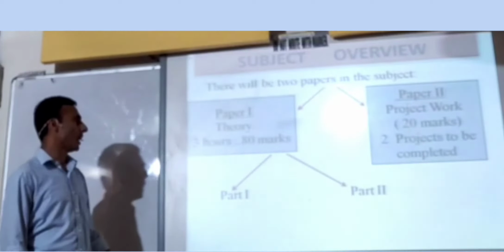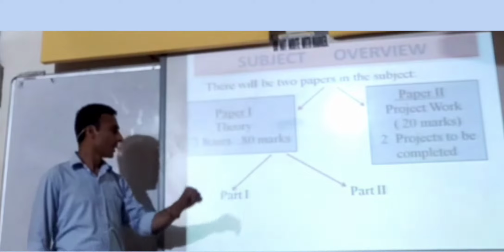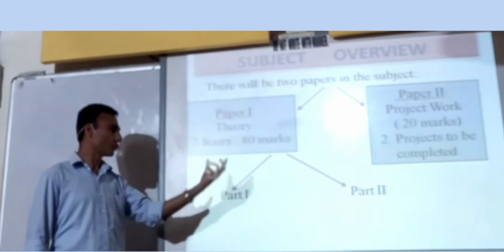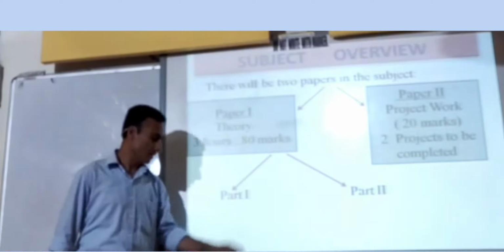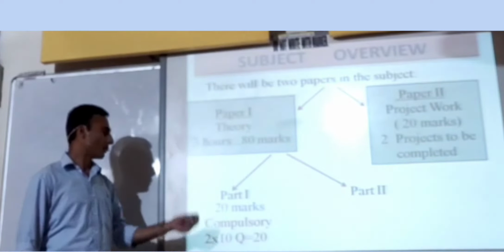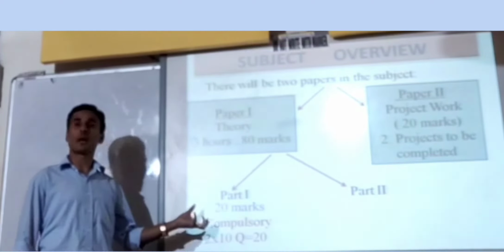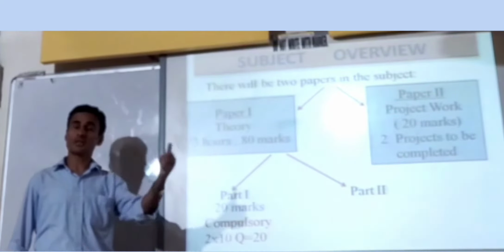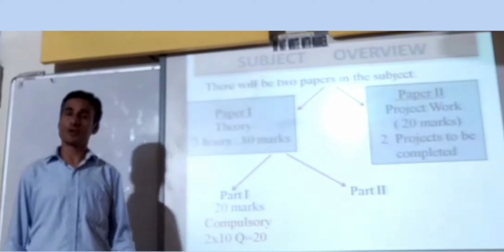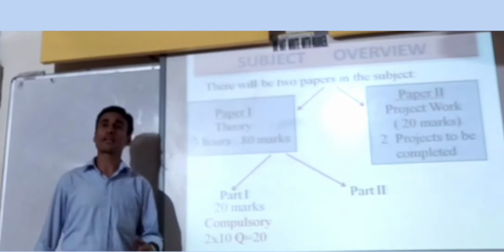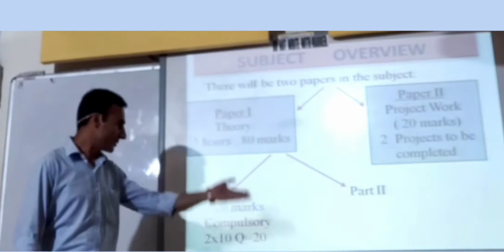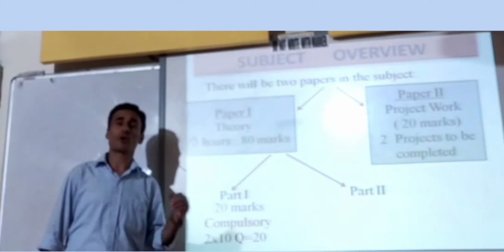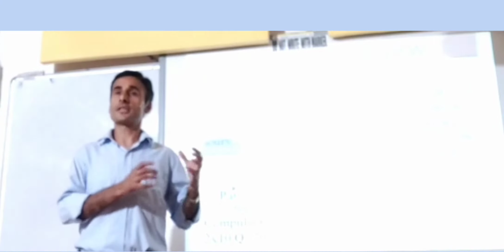Then come to paper 1, that is the written exam. Your paper is divided into 2 parts, part 1 and part 2. Part 1 carries 20 marks and this is compulsory. You have to answer 10 questions. There will be 10 questions given and you have to answer all 10 questions. Each question will carry 2 marks, right? Now this is a short answer question. These questions will be given to you from the chapters that are allotted for class 11, right?